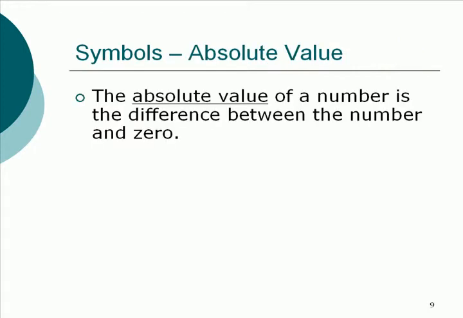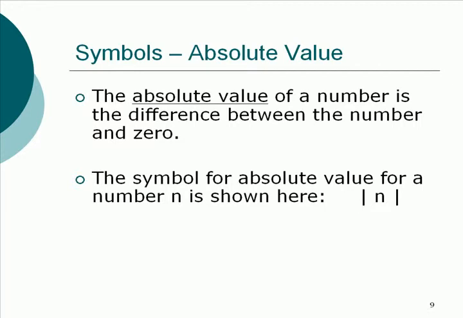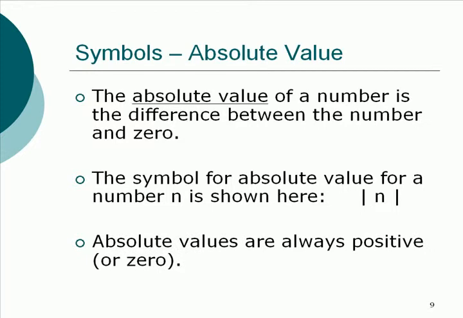The absolute value symbol. The absolute value of a number is the difference between that number and 0. Now, you've probably seen the absolute value sign somewhere in your studies of math. The symbol for absolute value for a number is 2 vertical bars on either side of the number. Absolute values are always positive, or they could be 0.